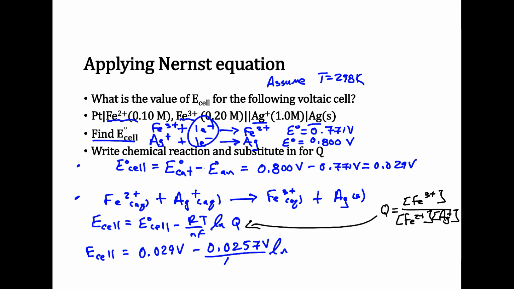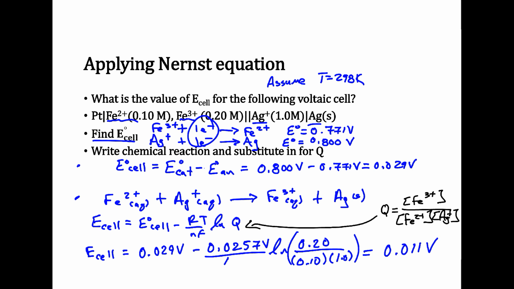So the concentration of Fe3+ is 0.20 divided by the concentration of Fe2+, which is 0.10, times the concentration of Ag+, which is 1. So whenever we plug this in, we find that E cell is equal to 0.011 volts. Okay, so we can see that in this reaction, the E cell has actually decreased compared to E standard cell, based solely on the concentration of the anode and the cathode species.